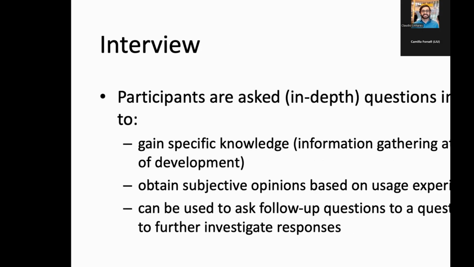And then we have interviews where we ask a person questions. As it says, gain specific knowledge, you have specific aims. You can also have them talk more freely. Then you will get to know things that you didn't think of asking yourself. They can also be used to ask follow-up questions to a questionnaire.